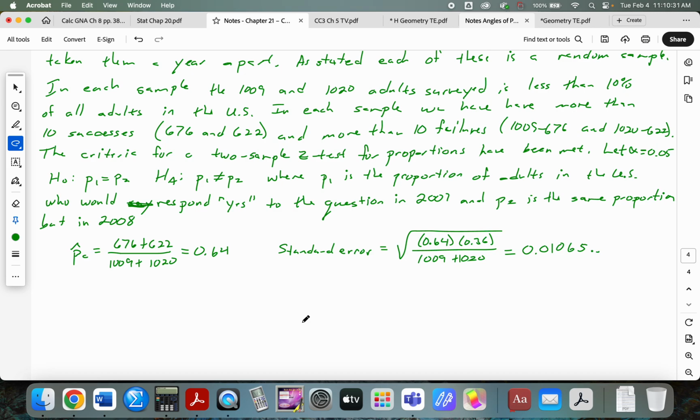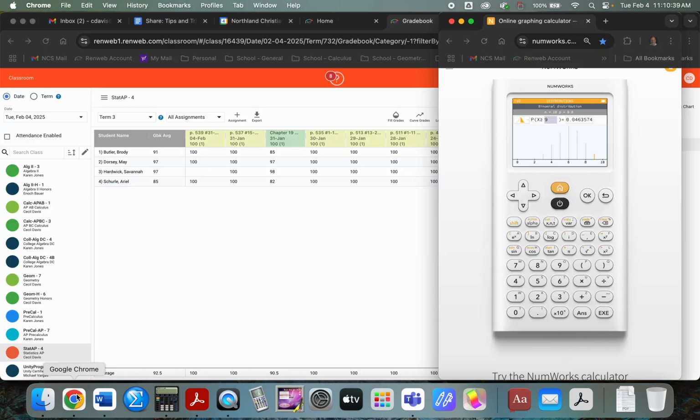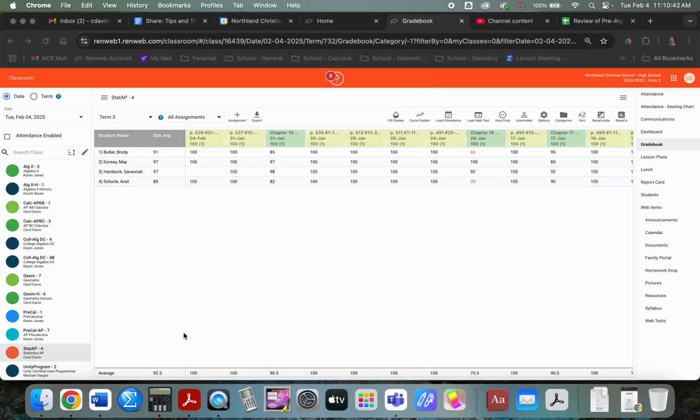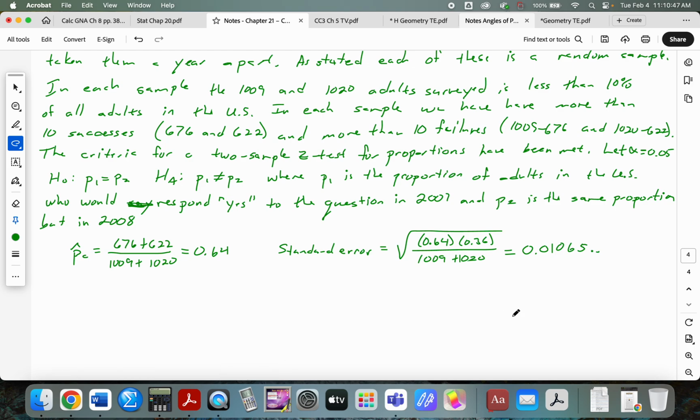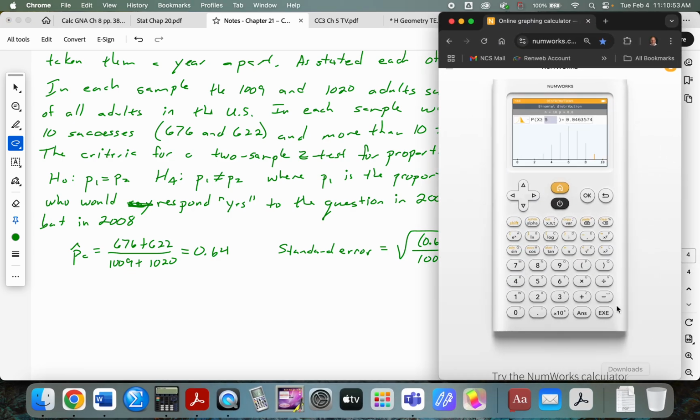So that's our standard error. So let's go ahead and I'm going to grab my calculator, which I have out over here. I'm going to have to move that because that showed everybody's grades. So, all right. So we're doing an inference. We're doing a test. It's a 2 proportion z-test.